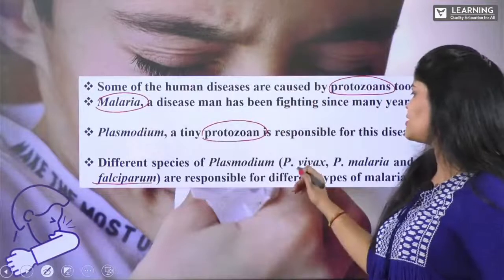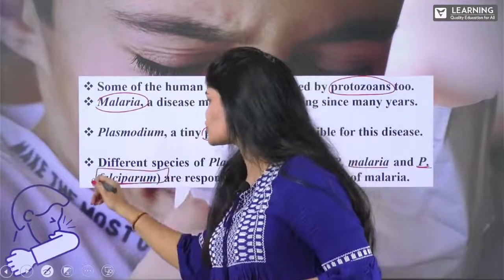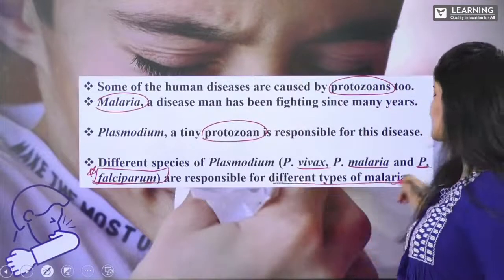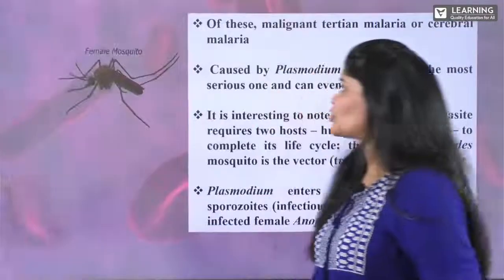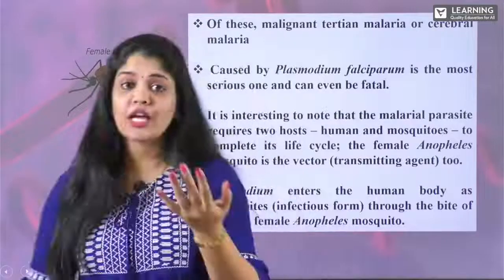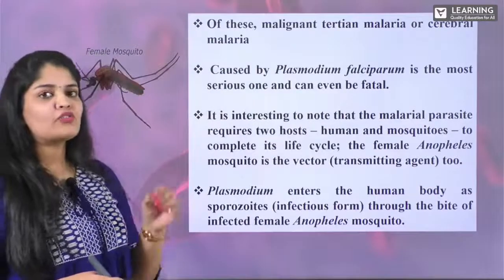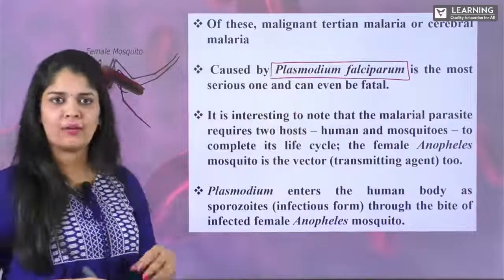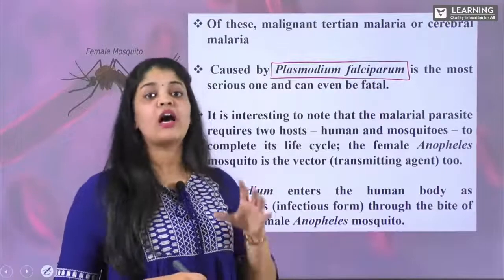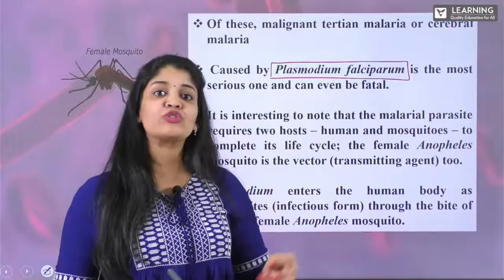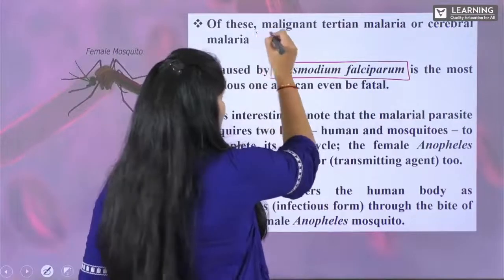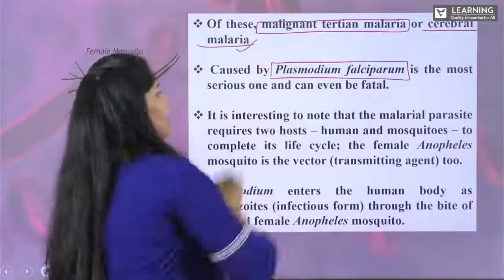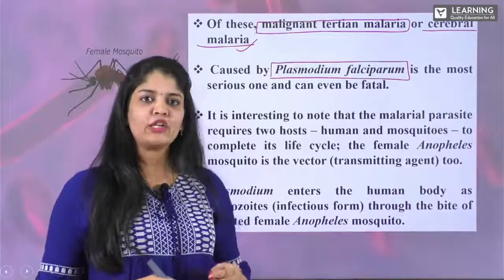Different species of Plasmodium include vivax, malariae and falciparum, where we give importance to falciparum as it is the causative organism of malignant malaria. One of the species, Plasmodium falciparum, is known to cause a malignant type of malaria which affects the cerebral part, and we can find recurrence of fever every 3 days. That is what we call malignant tertian malaria and cerebral malaria.